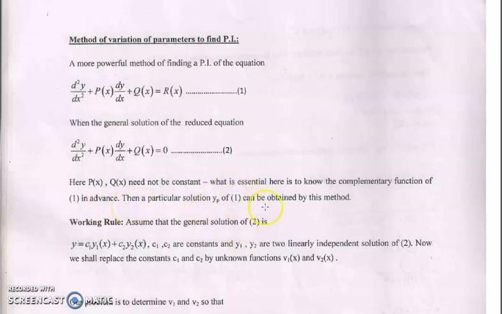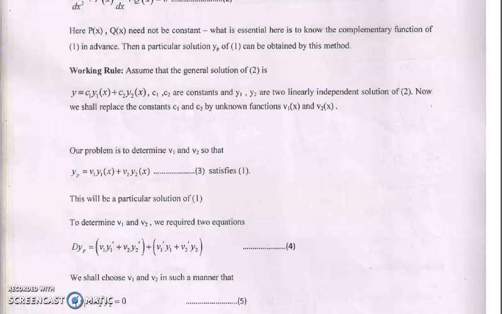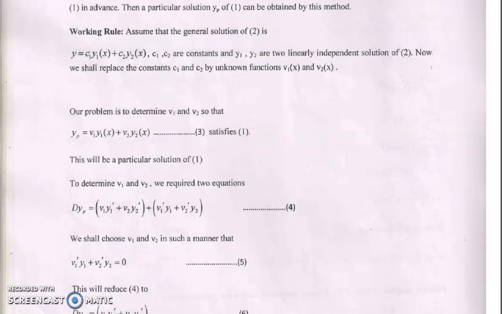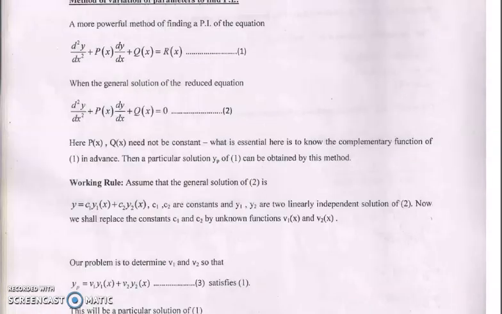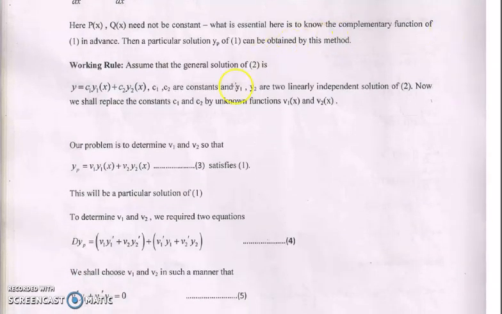Then a particular solution yp of equation 1 can be obtained by this method. It's a lengthy method, so you should listen very carefully to the working rule. Assume the general solution of equation 2, the reduced differential equation, is y = c1 y1(x) plus c2 y2(x), where c1 and c2 are arbitrary constants and y1 and y2 are two linearly independent solutions of 2.